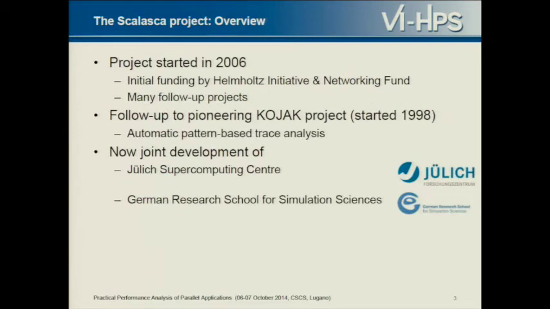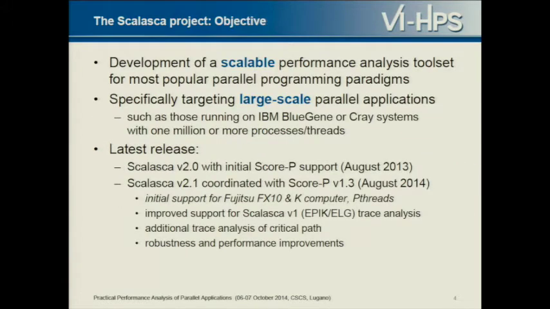This project that we started in 2006 was a successor to a predecessor called Kojak that did all of the trace analysis in a serial fashion. With Scalasca, the focus was very much on making things scalable and being able to handle very large-scale applications. Scalasca 2.1 was released with the Score-P 1.3 version in August, and it included additional support for the K computer, Fujitsu, and support for pthreads measurement and analysis.